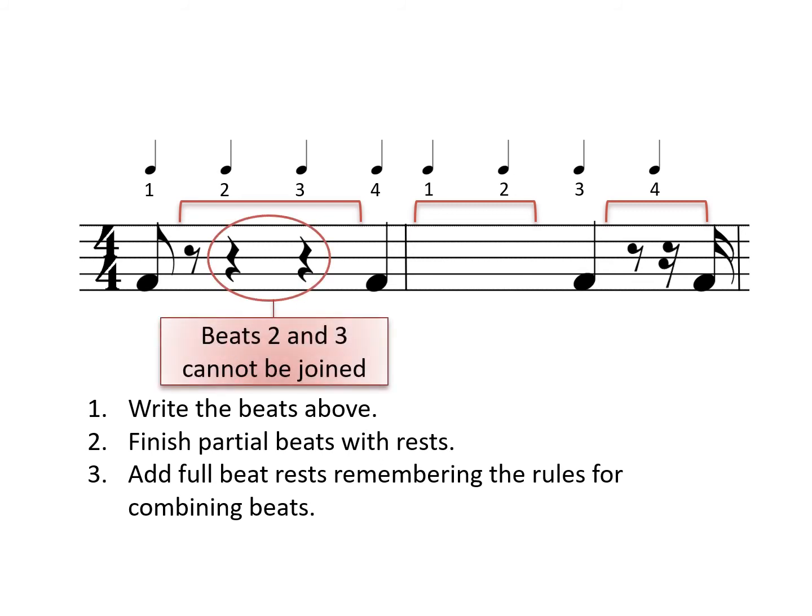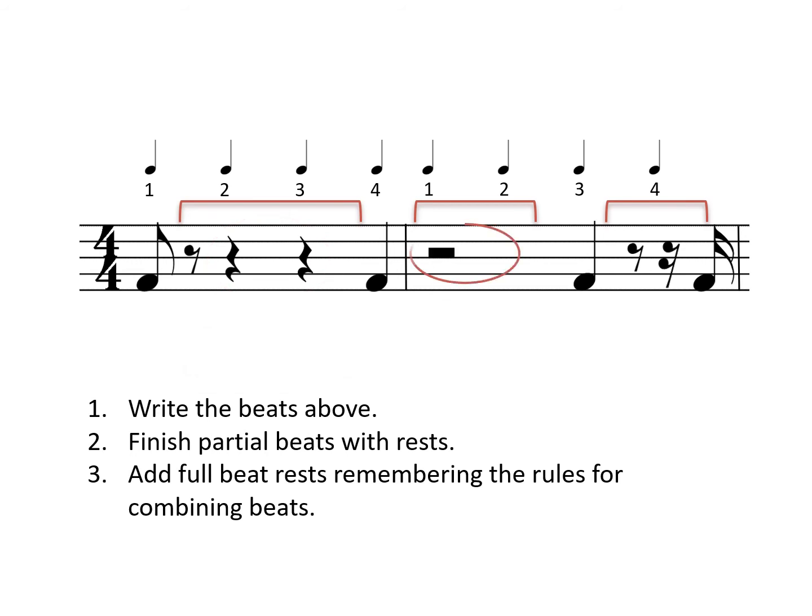Here beats 2 and 3 cannot be joined, and so we have to use 2 separate quarter rests. However, in the next bar, beats 1 and 2 may be joined, and so we add a half rest.